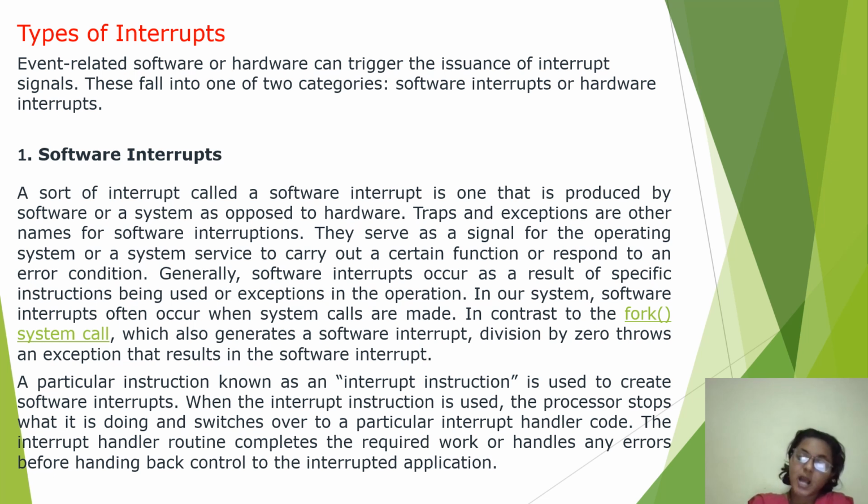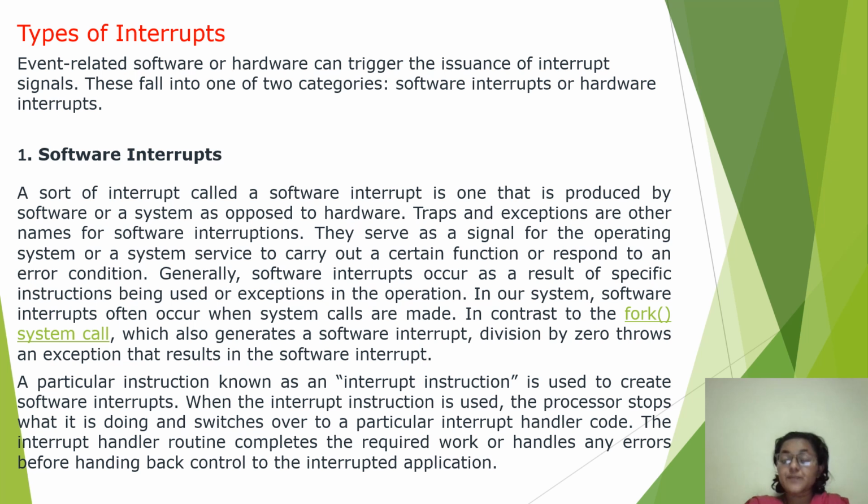Generally, software interrupts occur as a result of a specific instruction being used or an exception in the operation. In our system, software interrupts often occur when system calls are made, such as the fork system call, which also generates a software interrupt. Division by zero throws an exception that results in a software interrupt. A particular instruction known as the interrupt instruction is used to create software interrupts.